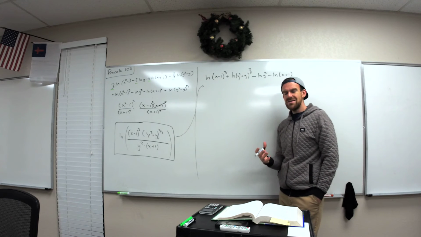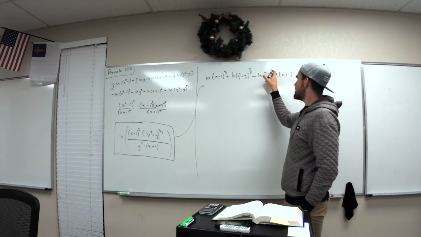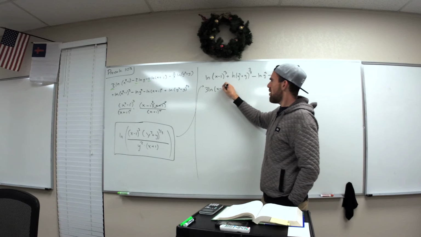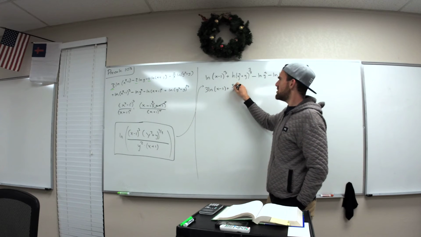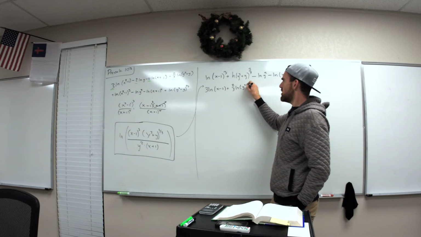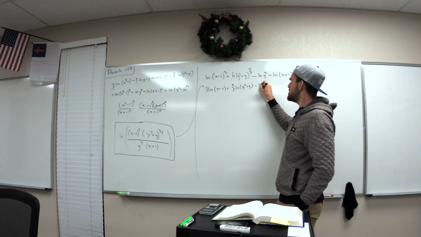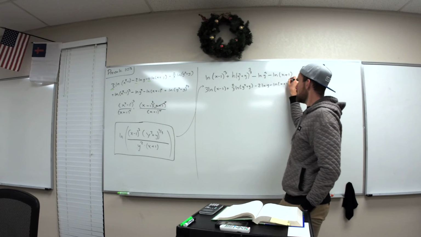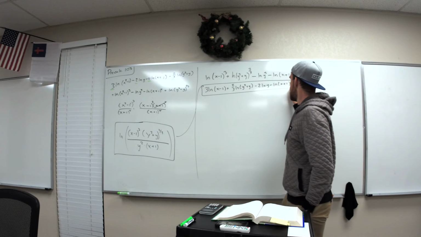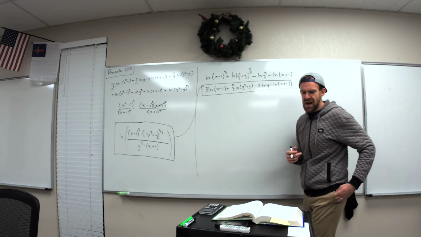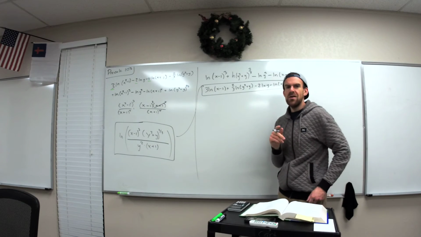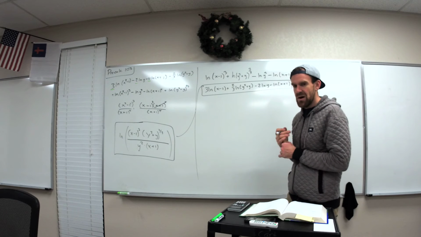Now, the last step is that I have to get rid of these powers. So this is going to be 3 ln of x minus 1 plus 2/3 ln of y squared plus y minus 2 ln of y minus ln of x plus 1. And that is that. Now, if that were our whole lesson, that would be a walk in the park. But we have more log problems as well.